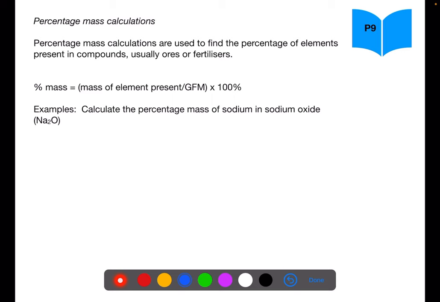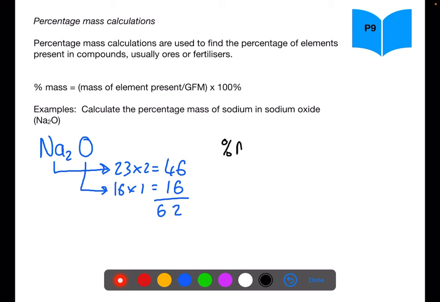Here we're trying to find the percentage mass of sodium in sodium oxide. The first step is to find the gram formula mass. The percentage mass is then the mass of sodium. In this case, we have two sodium, so that is 46, and the full gram formula mass is 62. We then times by 100.